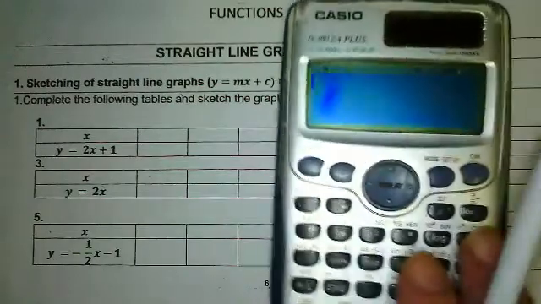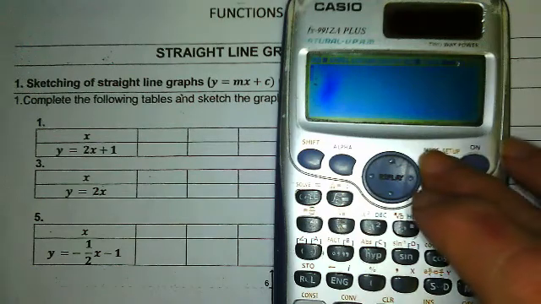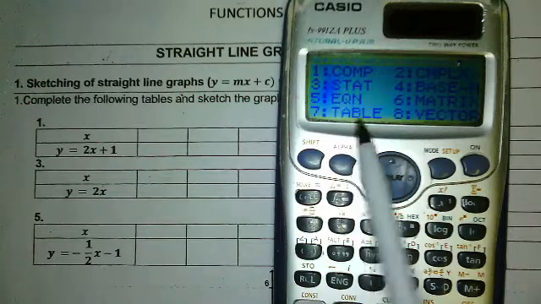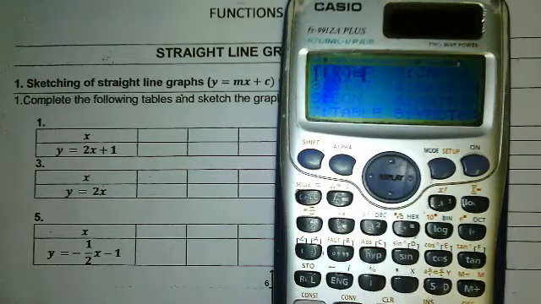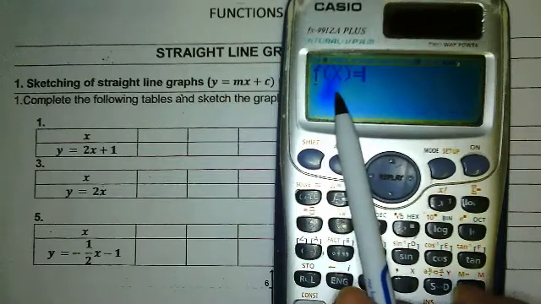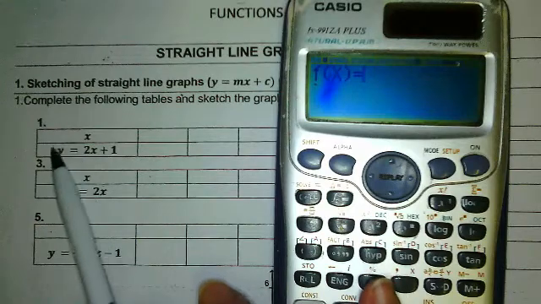If you do it with your calculator, you can press the button MODE. Then you can notice the table. So then you go to 7. Some of your calculators will say 4. Then you will say f of x. f of x means y, so your equation must be in the y form.